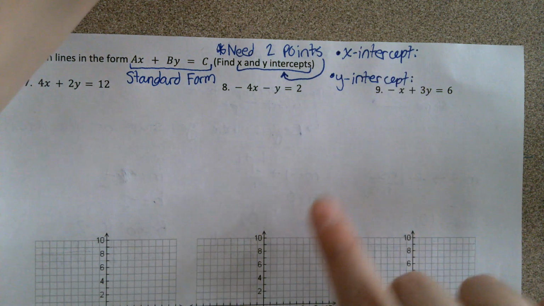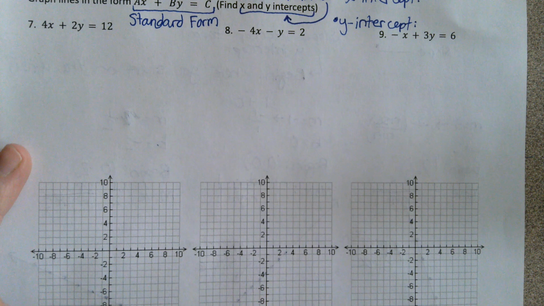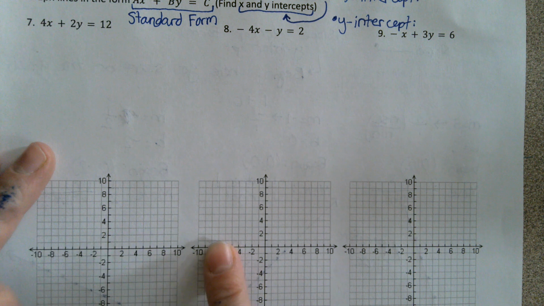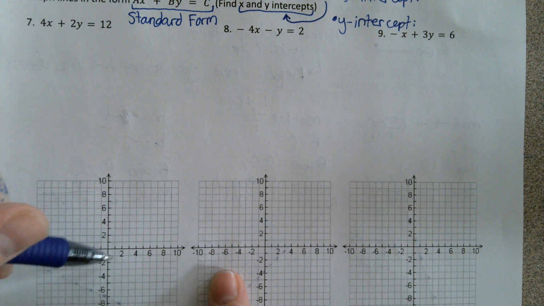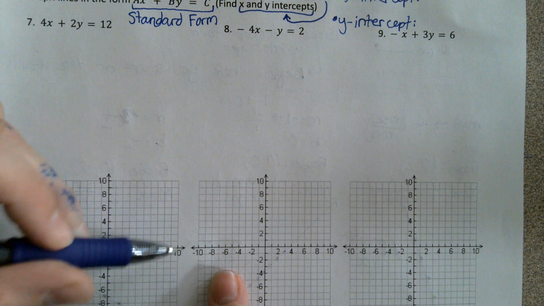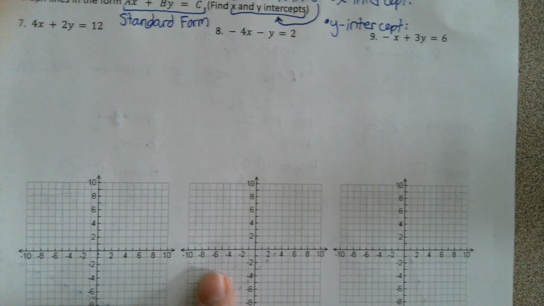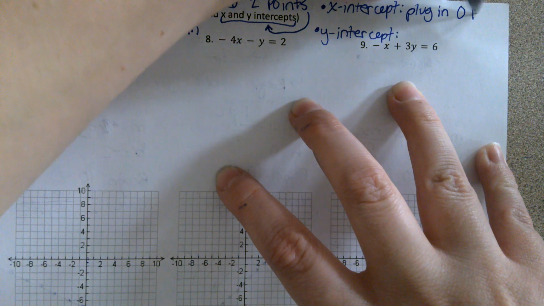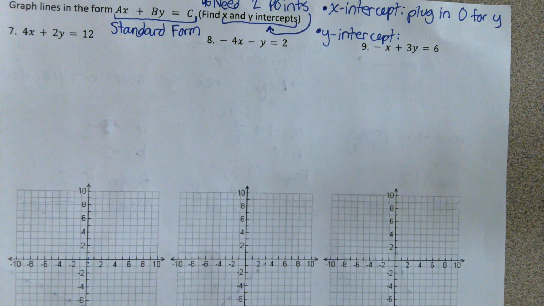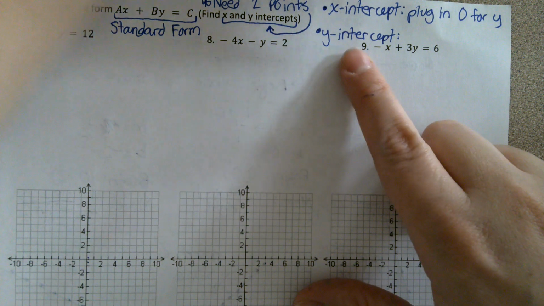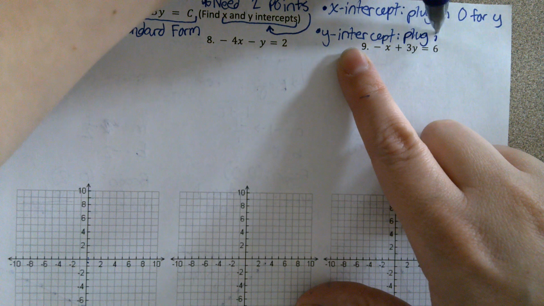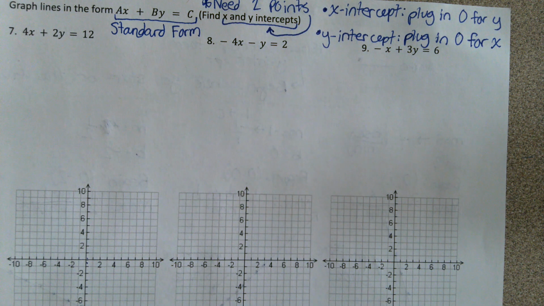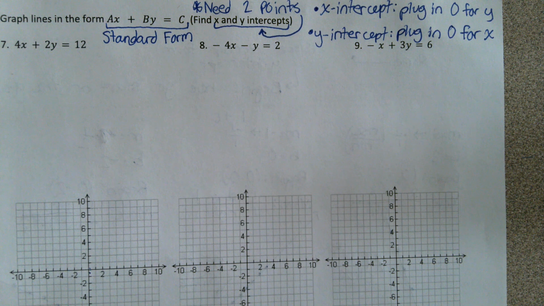To find the x-intercept, that means visually that we are on the x-axis. And if we're a point on the x-axis, any of these points here, they all have one thing in common. Their y value is at 0. So you plug in 0 for y, and then you solve for x. For y, it's the opposite. You plug in 0 for x, and then solve for y. So that is what we're going to do on all of these problems.